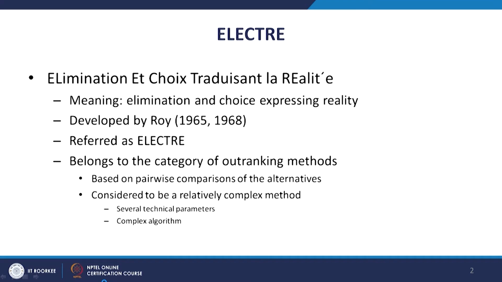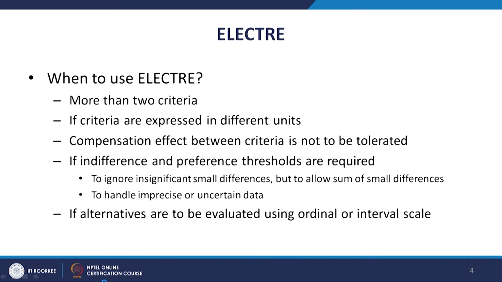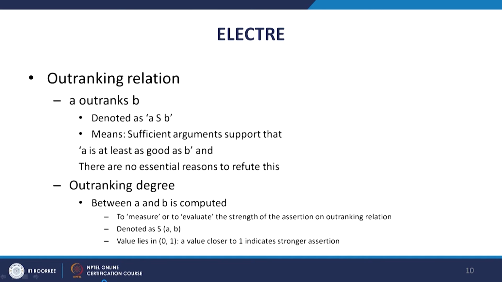We have discussed ELECTRE, which means elimination and choice expressing reality method. We talked about how pairwise comparisons are involved here also, but the methodology and the algorithm are quite different. These are slightly complex techniques, with several technical parameters, and the steps involved are slightly complex. For different kinds of problems there are different kinds of ELECTRE methods. All this part was discussed in the previous lectures.